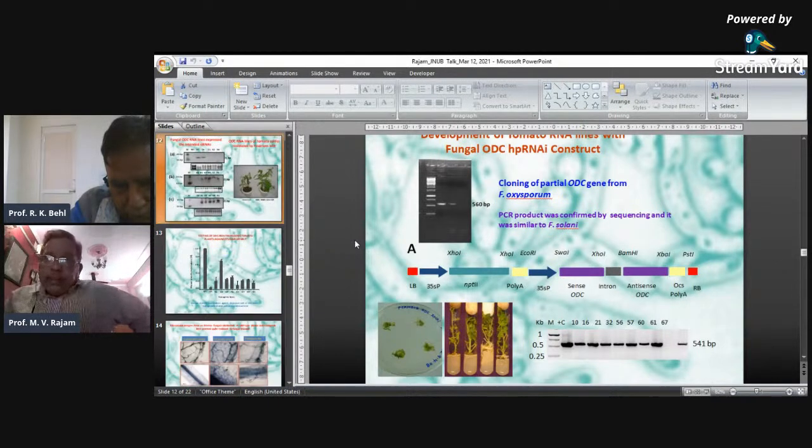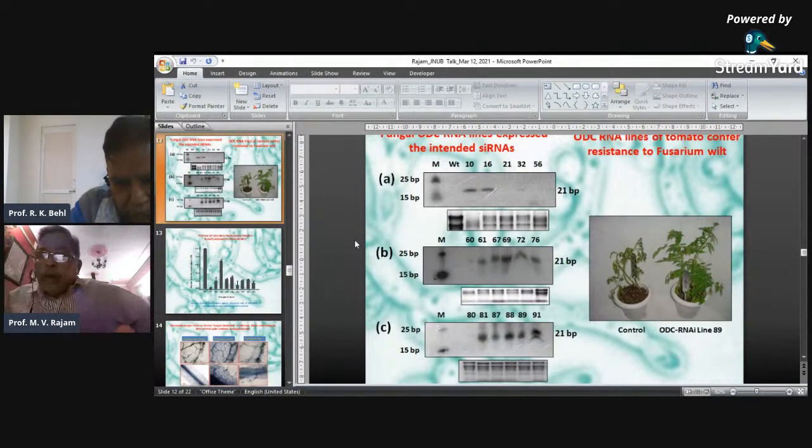We have also done Southern analysis to know the copy number of the transgene, but I'm not showing all that. What is important is detection of the intended siRNA molecules of 21 base pair size. For this, we enriched small RNAs from isolated RNA, and the small RNAs were used for Northern hybridization using ODC as a probe.